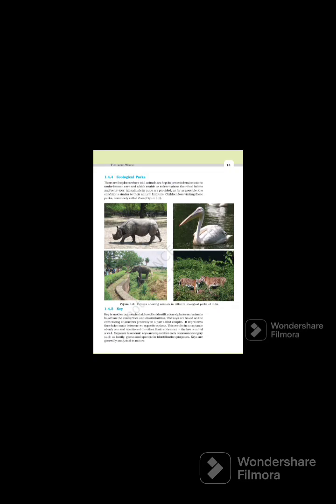Each statement in the key is called a lead. Separate taxonomic keys are required for each taxonomic category, such as family, genus, and species for identification purposes. Keys are generally analytical in nature. Flora, manuals, monographs, and catalogs are some other means of recording descriptions. They also help in correct identification.